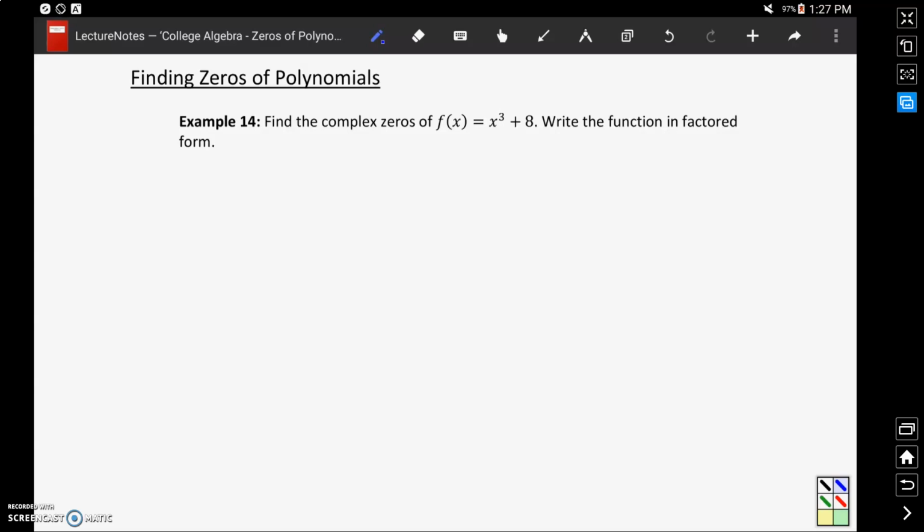With all the preceding concepts and theorems in place, we're ready to answer the important question in this section, which is finding all complex zeros for a given function. In this case, for x cubed plus 8, we know that this is a third-degree polynomial, meaning there should be exactly 3 zeros for us to find.